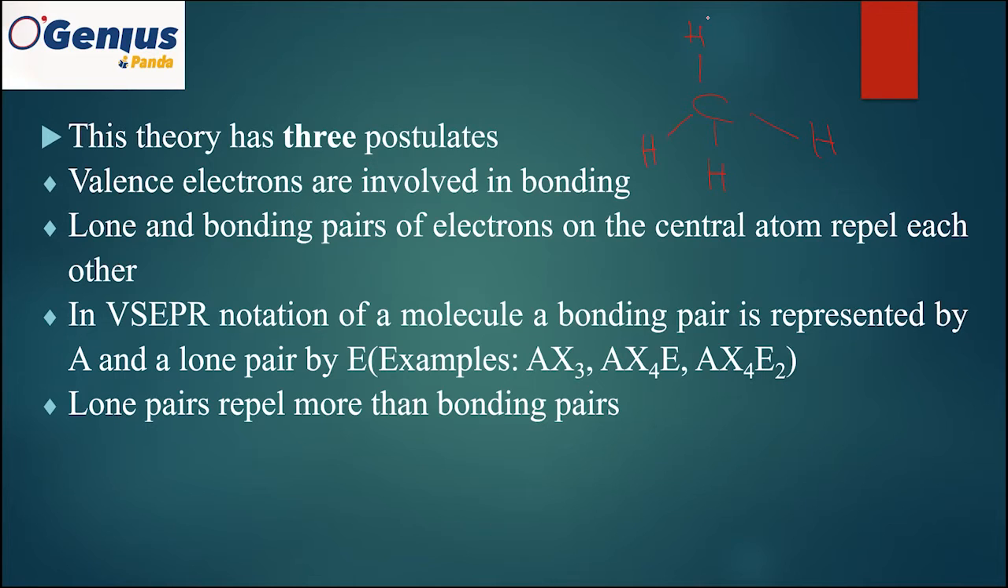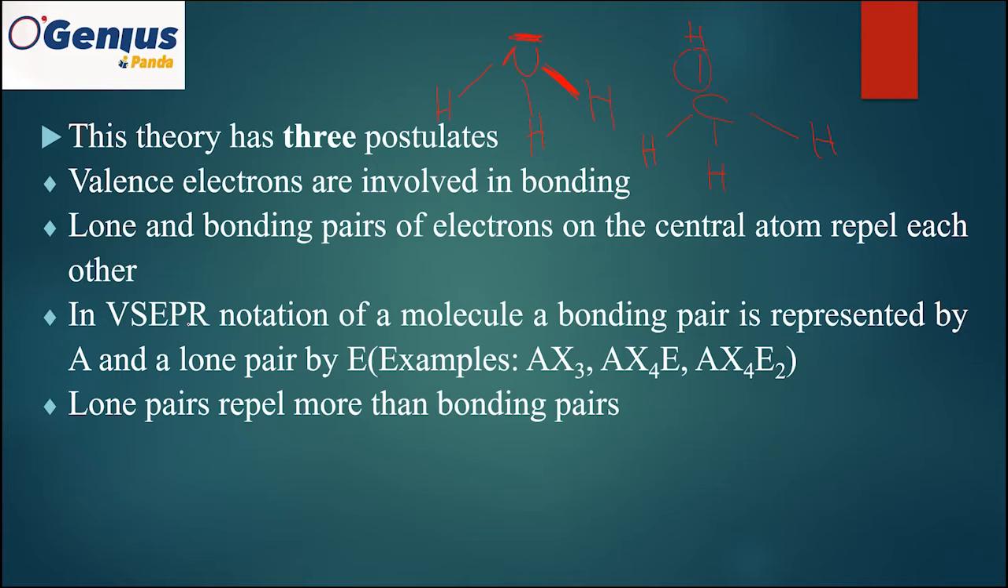Lone and bonding pairs of electrons on the central atom repel each other. Here we have bonding electron pairs only. But in a molecule like ammonia, we have bonding pairs and a lone pair. This is the lone pair I'm talking about. So lone and bonding pairs of electrons on the central atom repel each other. Remember, they are all formed by negative particles, the electrons. So there should be a repulsion because of the particles which have similar charges.